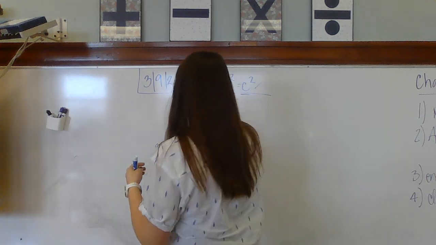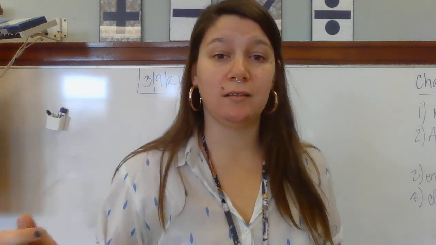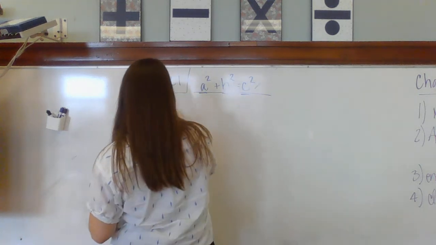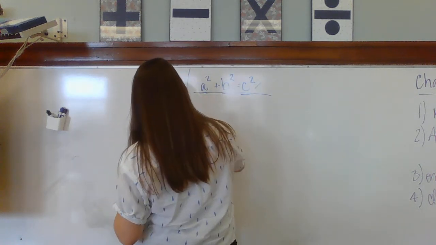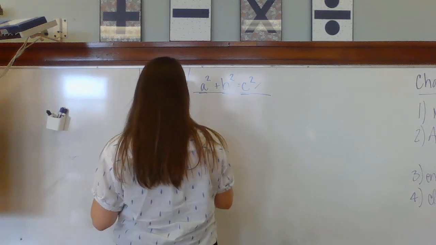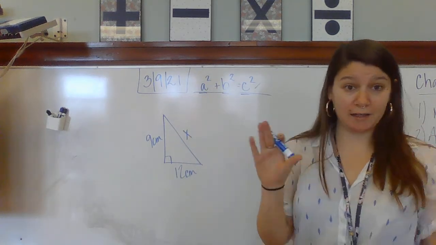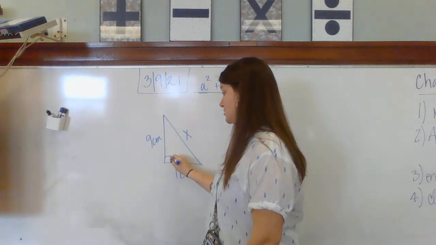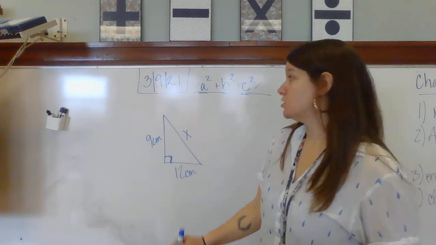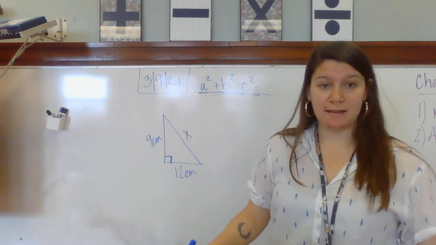Now, we're going to do a couple of problems where you have to use the Pythagorean theorem to find missing sides of a right triangle. Let's say I give you this triangle. I know it's a right angle. I know that this is a right triangle because it's got the little square in the corner. That tells me that angle is 90 degrees. So I know that I can use my Pythagorean theorem to find the missing side length.